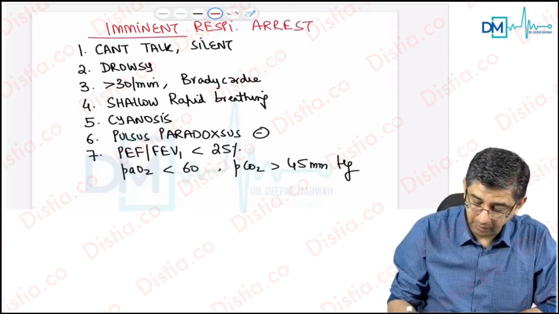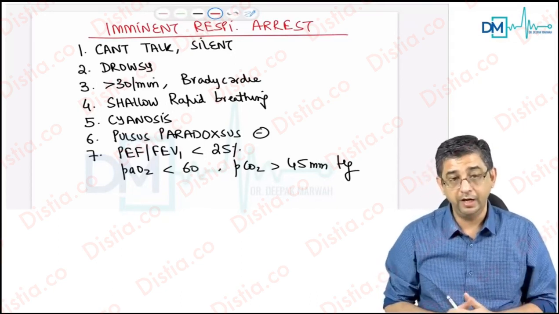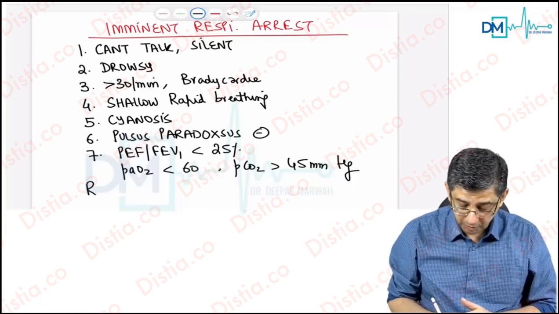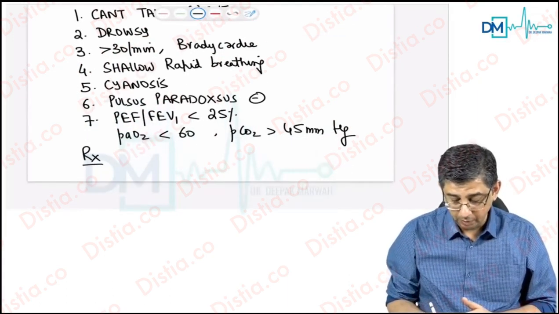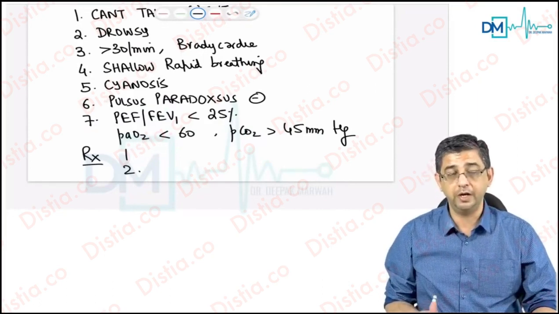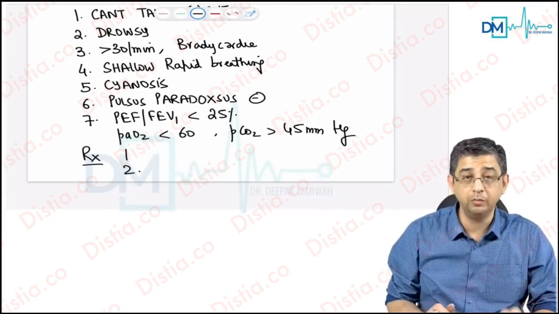The points to be remembered are can't talk, silent, drowsy, and all other allied aspects that I mentioned before you. In all of these patients, elective intubation is to be done. When you have to intubate the patient, you have to give neuromuscular blocking drugs, and most of these neuromuscular blocking drugs cause vasodilation, so there could be crashing of blood pressure.